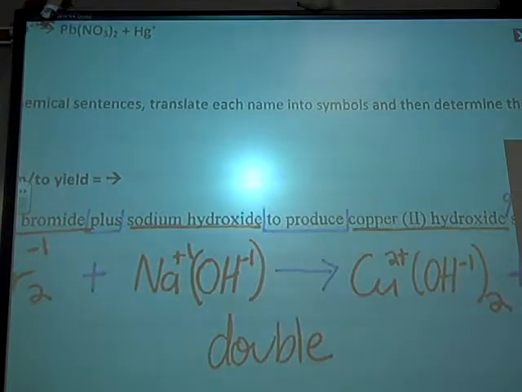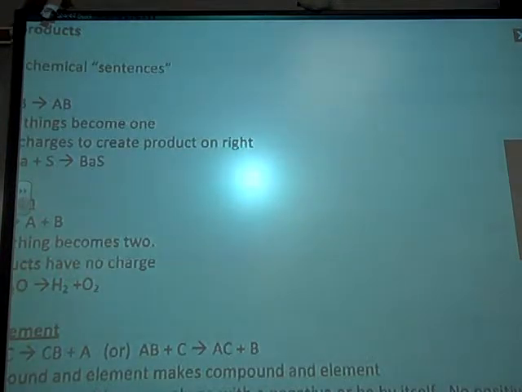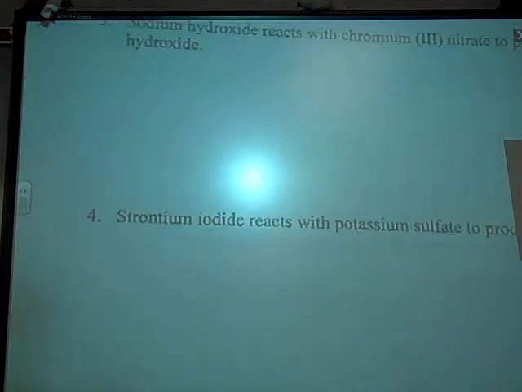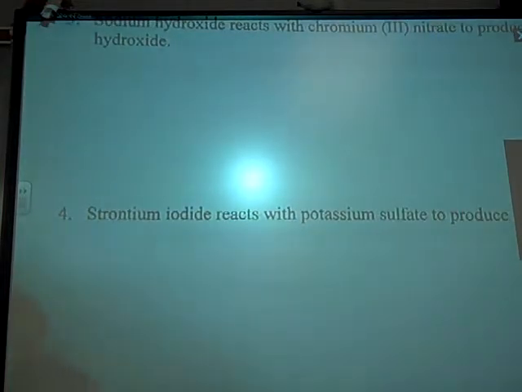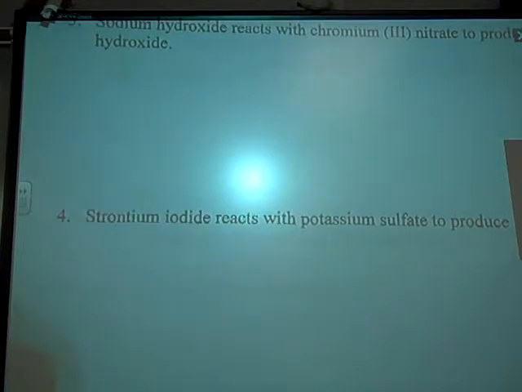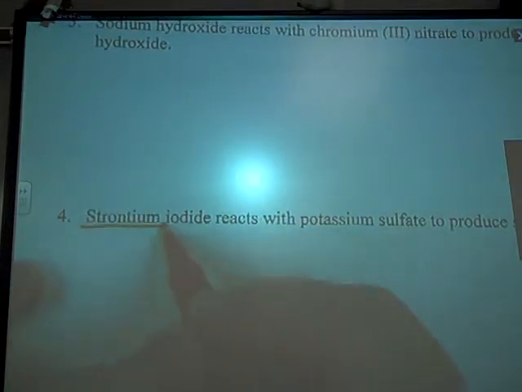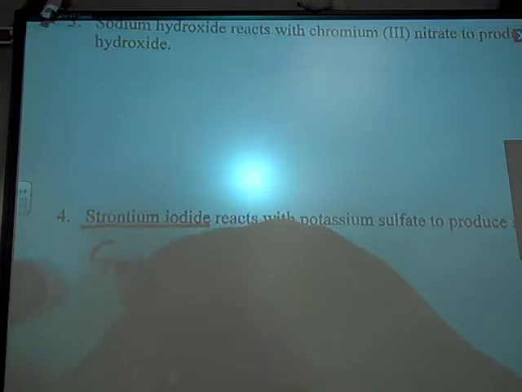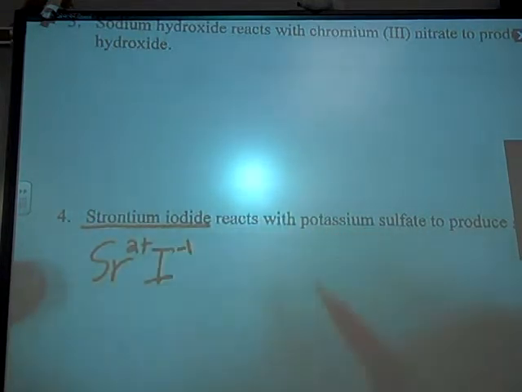Let's do one more together. Let's see, which one should we do? Let's pick a good one. Let's do number 4. Number 4 said strontium iodide reacts with potassium sulfate to produce strontium sulfate and potassium iodide. So off we go translating. Sr, he has a 2+ charge. Iodide is a 1-.